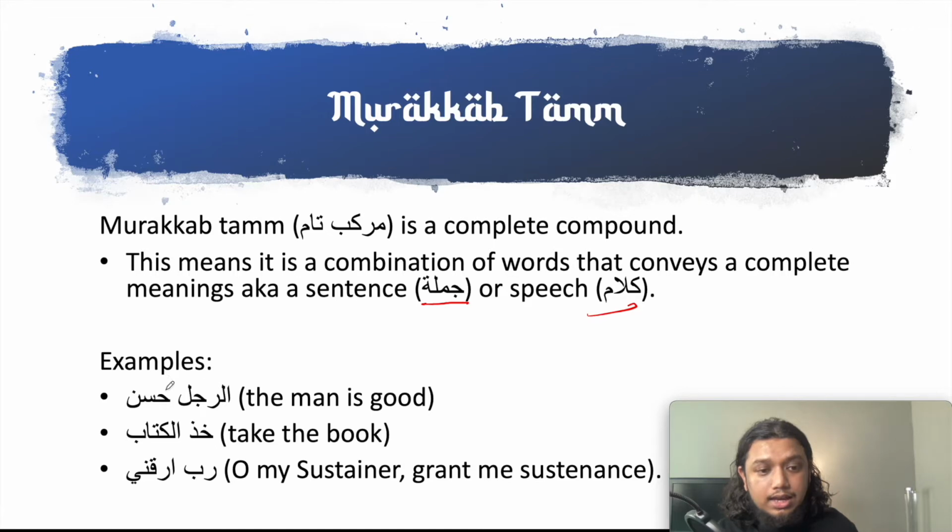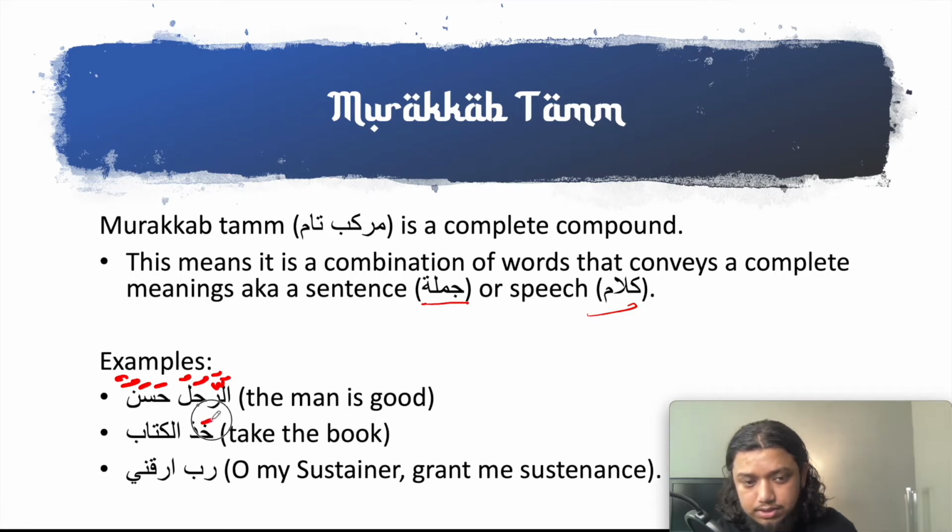Ar-rajulu hasanun. So that's ar-rajulu hasanun. Ar-rajulu, the man, is good. Hasanun. We've learned these words before. So as you can see here, now we are not focused on one singular word anymore. We're now dealing with compounds. This is 2 words put together to make a sentence. Ar-rajulu hasanun, the man is good.